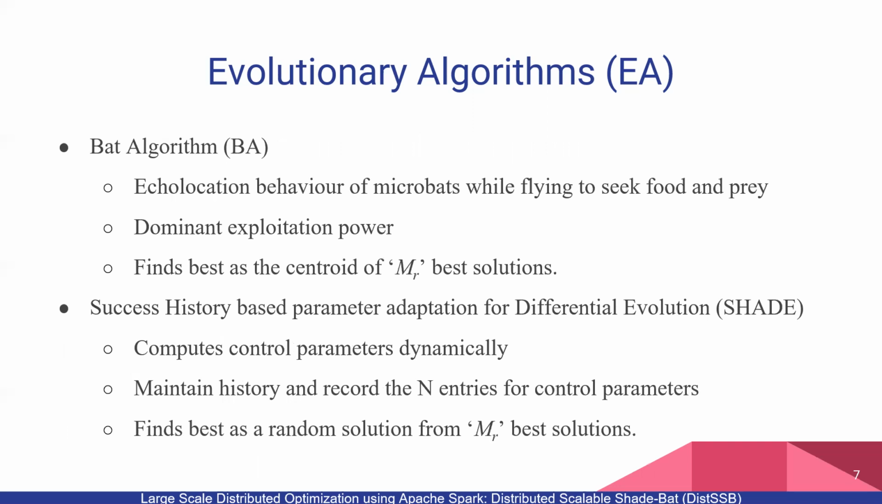The bat algorithm and the shade algorithm are also population-based metaheuristics. The bat algorithm mimics the echolocation behavior of microbats. Search is intensified by a local random walk. Each bat flies randomly at a certain position with a varying frequency and wavelength. When a bat finds a prey, it changes its frequency, loudness, and pulse emission rate. The bat algorithm calculates its best solution as a centroid of a few fittest solutions.